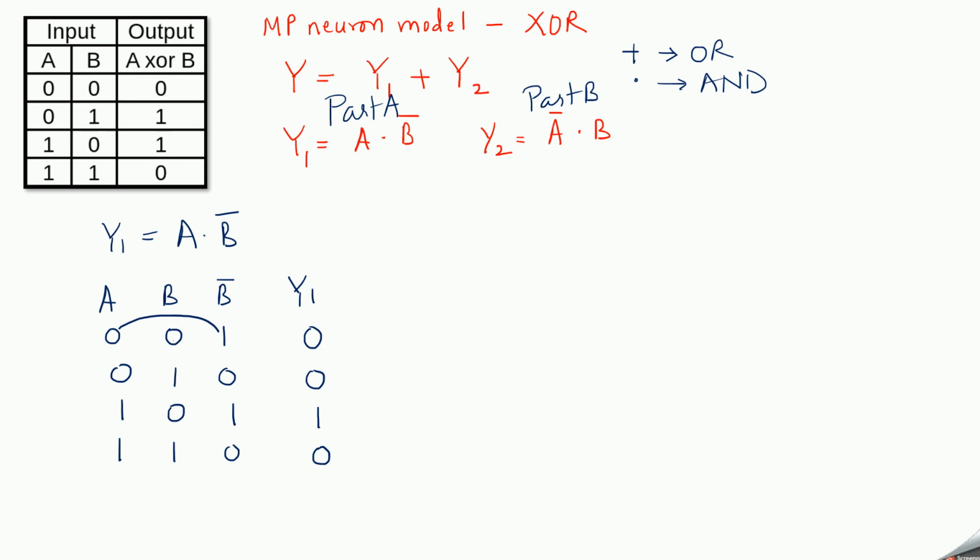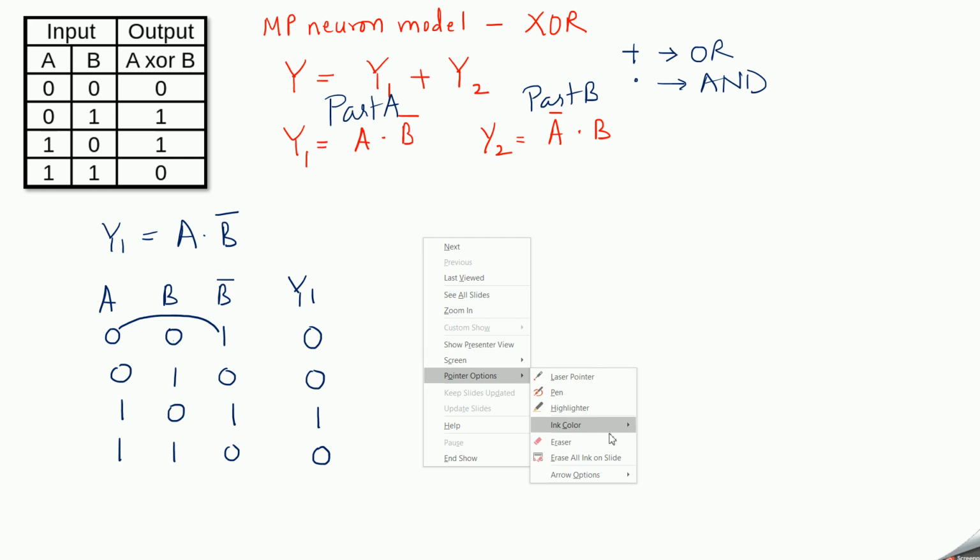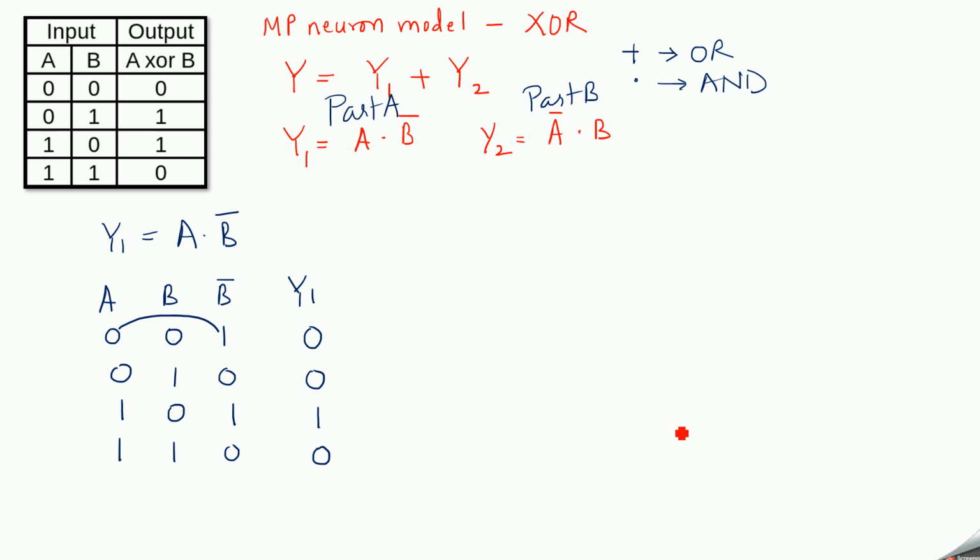Now let us see the different cases for this particular truth table. We have considered this particular part and performed the AND operation. So when both the inputs are equal to 1, it indicates that the neuron will fire. So this is the case where the neuron fires, whereas in the remaining 3 cases, the neuron doesn't fire.